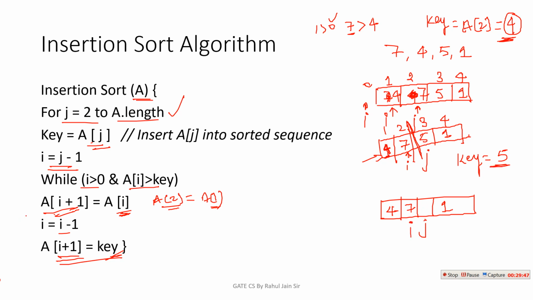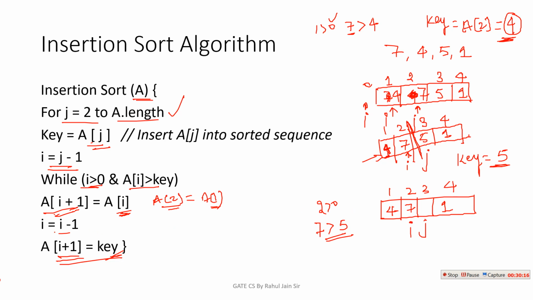Now while I is greater than 0, yes. It is index 1, index 2, index 3, index 4. I is denoting index 2. 2 is greater than 0, yes. A of I, what is A of I? A of 2 is 7. So A of I is 7. 7 is greater than key. What is key? 5. Yes, 7 is greater than 5.